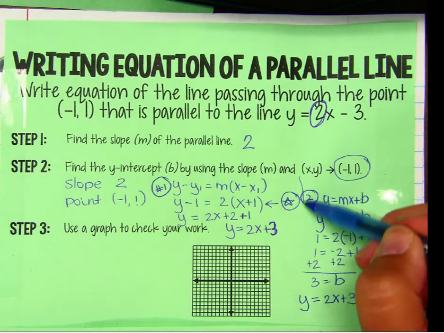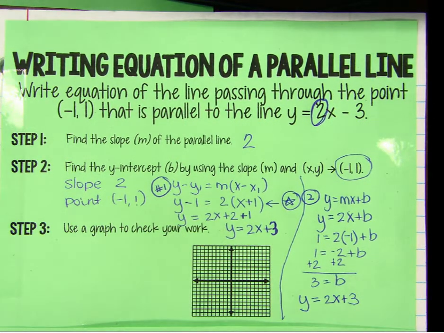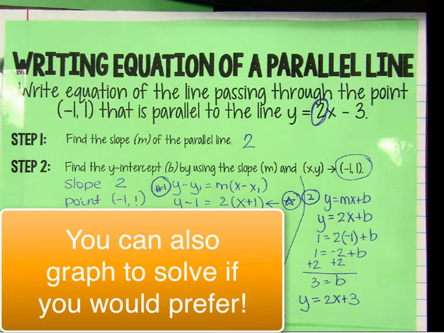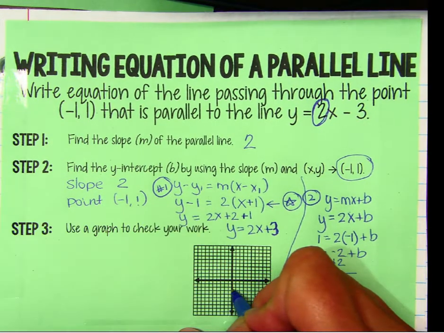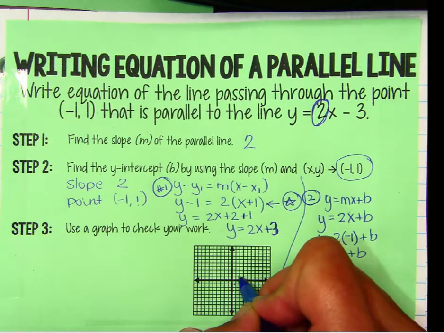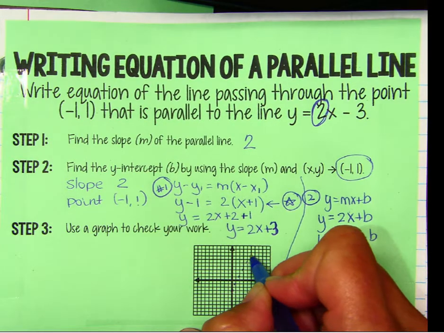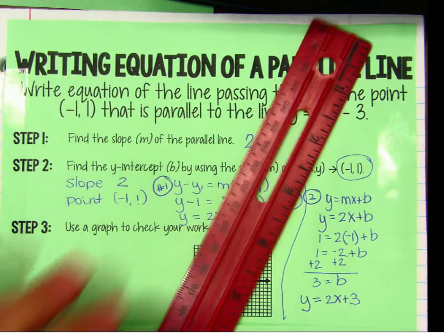All right, so those are two completely separate ways of coming up with the equation. It's up to you which way you prefer. And then we can check it. We can graph to check. So on this one, I know that my original line had a y-intercept of 3 and a slope of 2. So I'm just going to graph that line really quickly. And so that line looks like this.